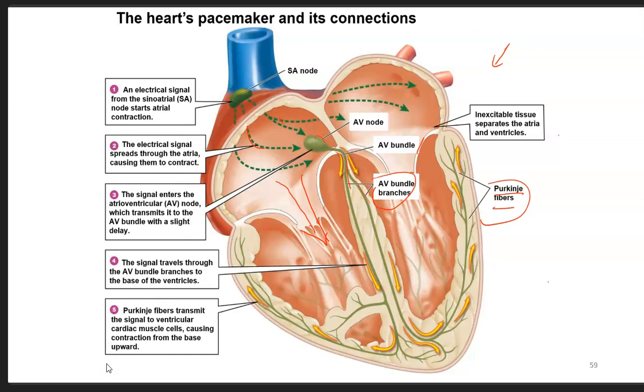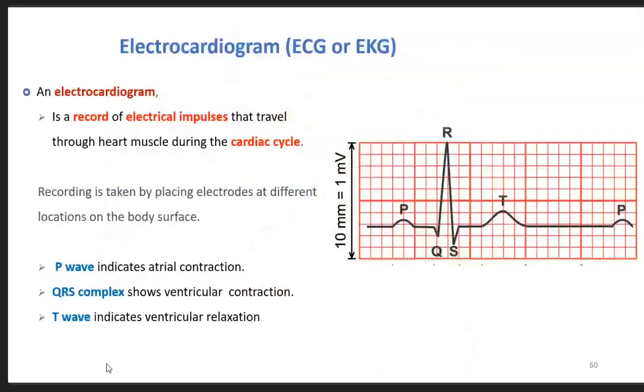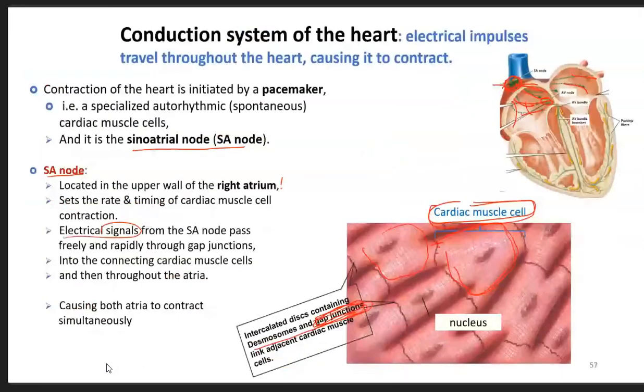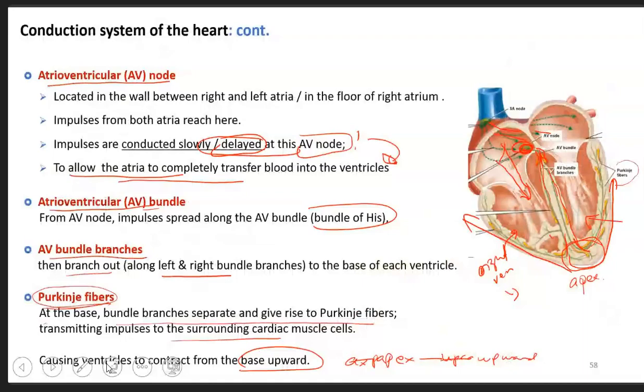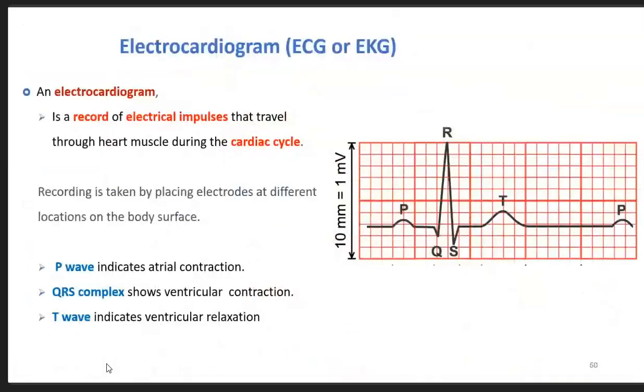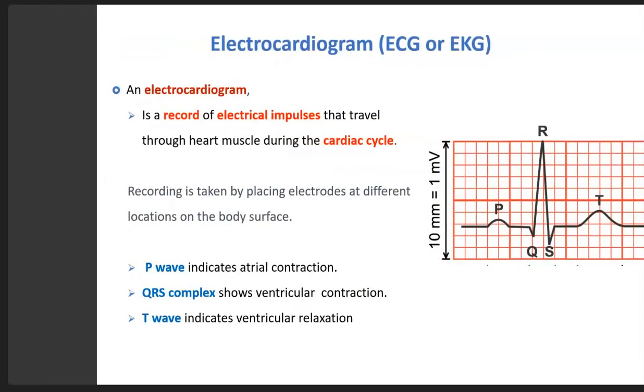Okay, so that is the conduction system of the heart, how the impulse travels along the heart muscle, the cardiac muscle. So next is the electrocardiogram, or the ECG.